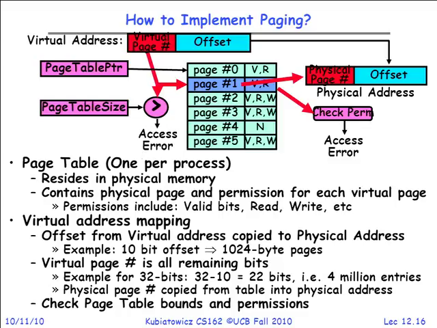Okay? The other type of error we have to check is if you're trying to do, say, a write in this situation, and this thing is only marked as valid and read-only, we should get an access error. Okay? Now, why are we not checking the offset to see whether it's too big or not? Because it's identical in both physical and virtual address. What does that mean?